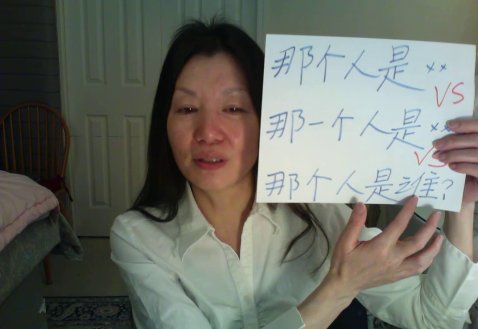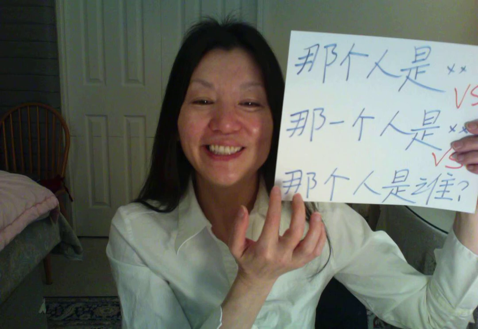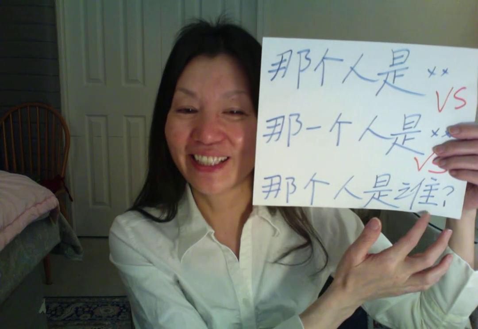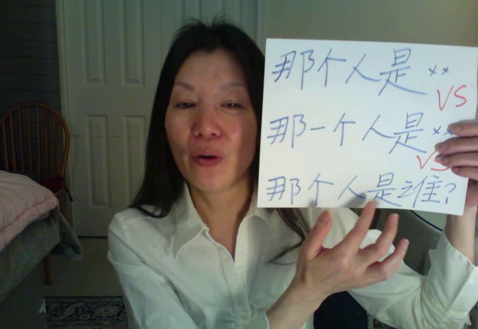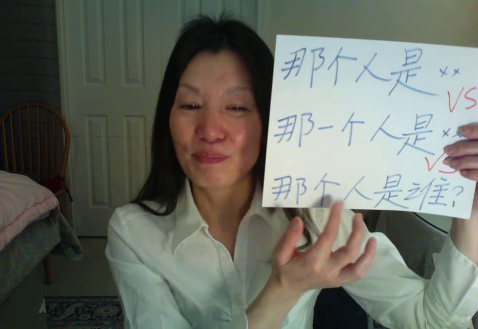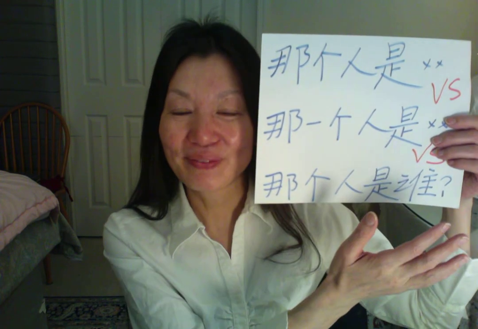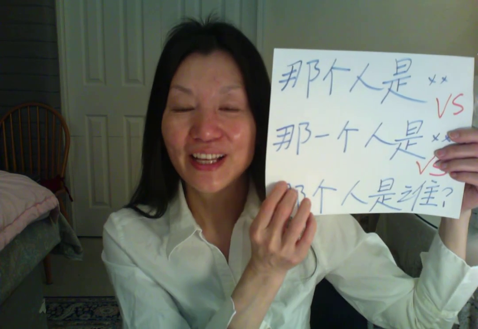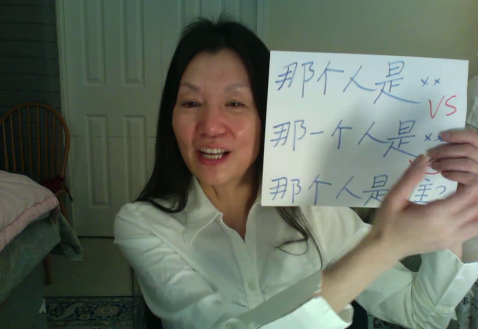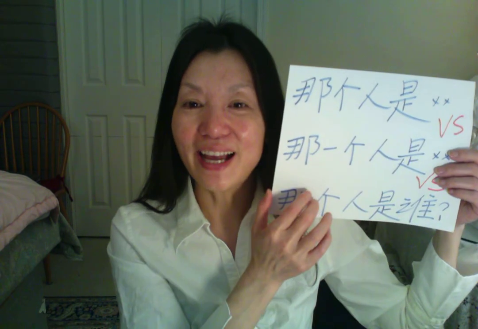For person questions, who? 那个人是谁? Who is that person? 那个人是谁? Who is that person? 那个人是, plus the name. Okay. Let me see the next one here.